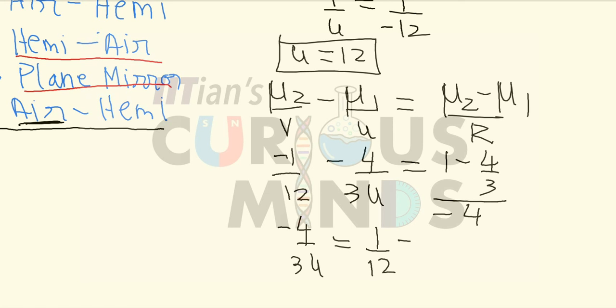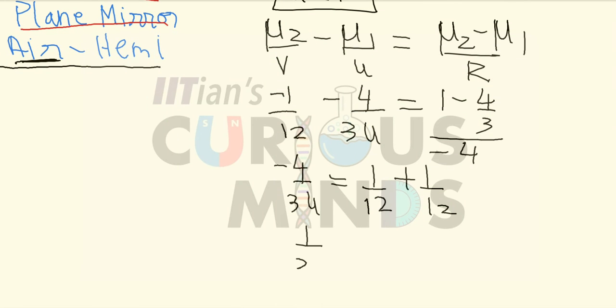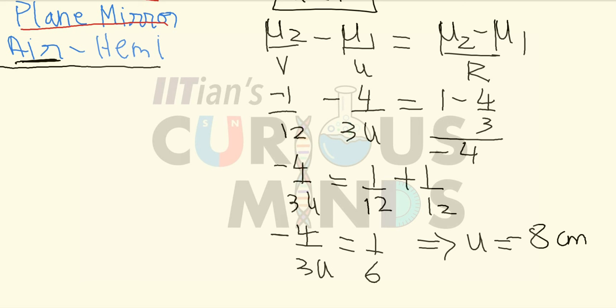When this is shifted to the right hand side, it will be equal to 1 by 12. So 1 by 3u will be equal to 1 by 6, or 4 by 3u, sorry, 4 by 3u will be equal to 1 by 6. So u will come out to be 8 centimeter. Okay, u will come out to be negative 8 centimeter because there was a negative sign over here.